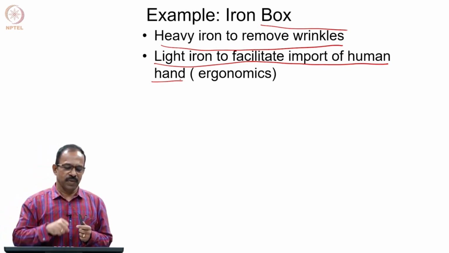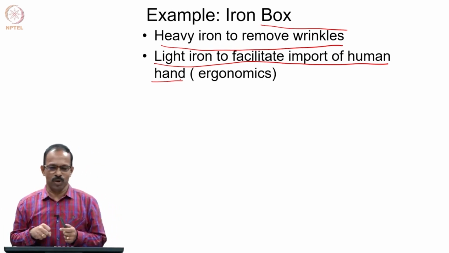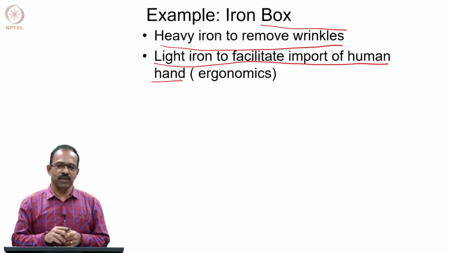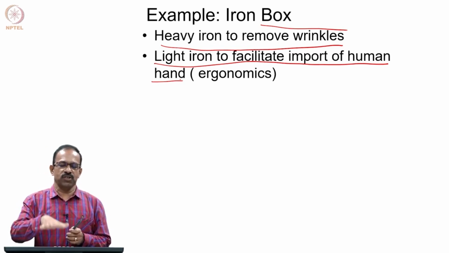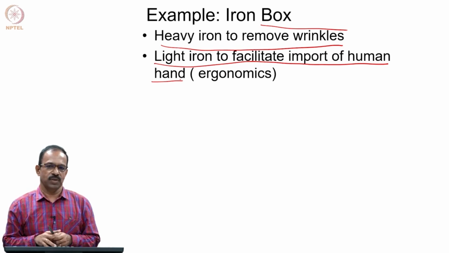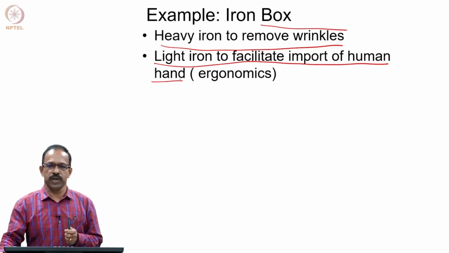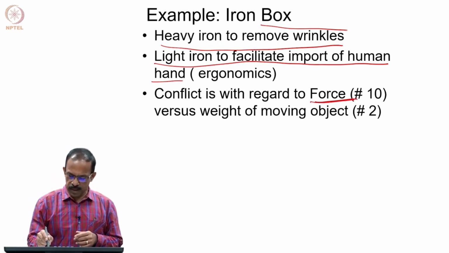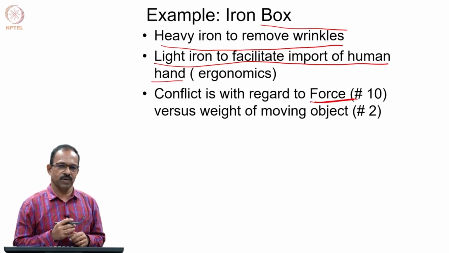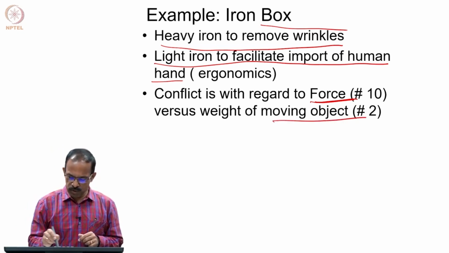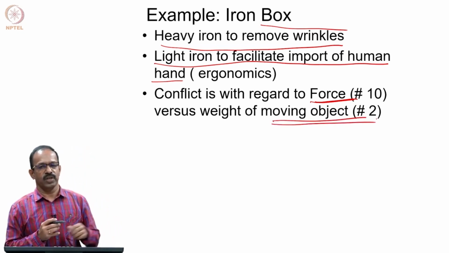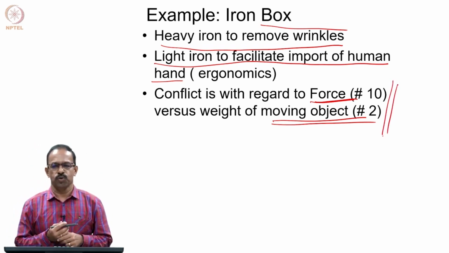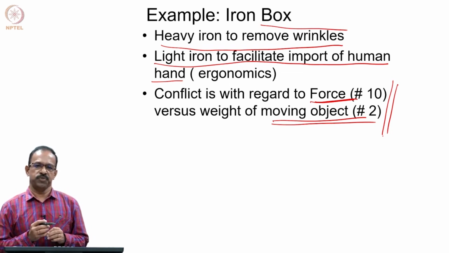You want to reduce the weight of the iron box to make it easy for use, but then when you reduce the weight, the pressure or the force applied on the cloth is reduced. So, it actually has a contradiction when you try to reduce the weight. So, the conflict is with regard to the force. You want to improve the force on the cloth, and then the weight of the moving object also increases. So, when you try to have more force, more weight is needed. So, there is a conflict between these two parameters, force and moving object.